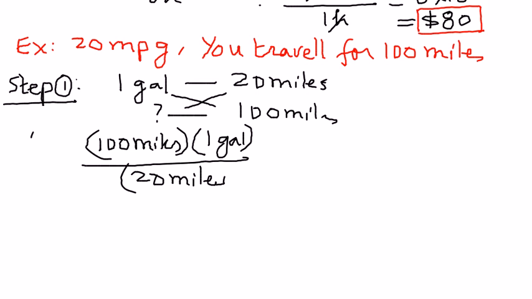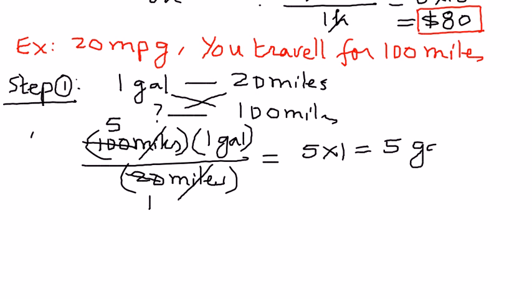When we simplify the units, the miles and the miles cancel out. 20 times 1 is 20. 20 times 5 is 100. So we multiply 5 times 1, which is equal to 5, and this will be the gallons. If we are able to travel 20 miles per 1 gallon, how many gallons would be required to travel 100 miles? We would require 5 gallons. So that is the way we want to understand that problem.